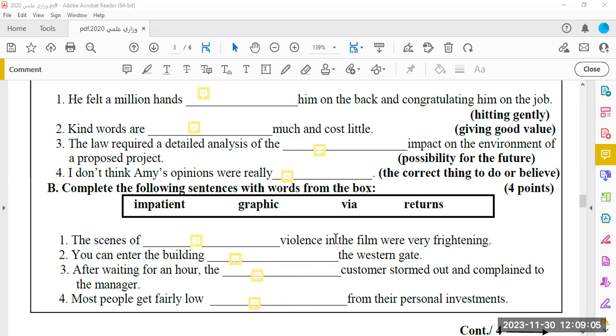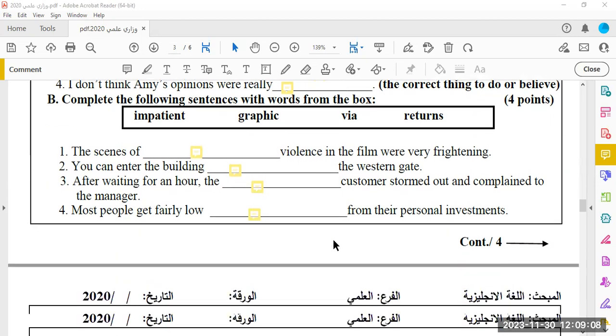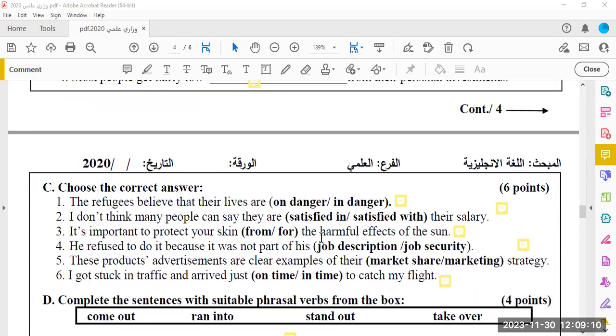So far we have two questions, 8 points. That's 8 points. Question number 3, choose the correct answer. Now, this is something that relates to the prepositions and the words on pages 71 and 84. Malik, start with number 1, please. The refugees believe that their lives are in danger. In danger. It turned out to be something tricky. On danger doesn't exist in English at all.